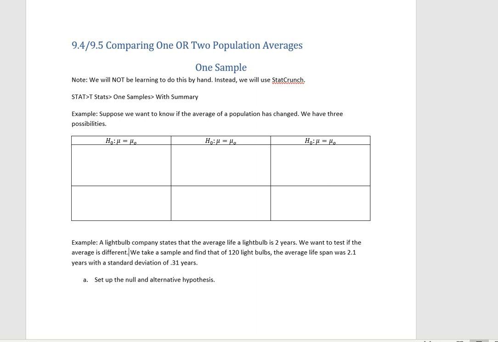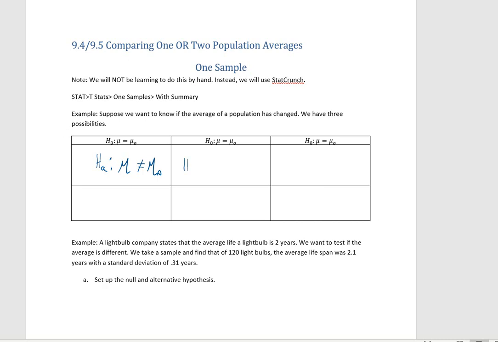Suppose we want to know if the average of a population has changed. We have three possibilities. First, note that your null hypothesis is always that the mean has remained unchanged. For example, if we were comparing the average age of death from 1880 to today, we would assume initially that the average age of death hasn't changed.